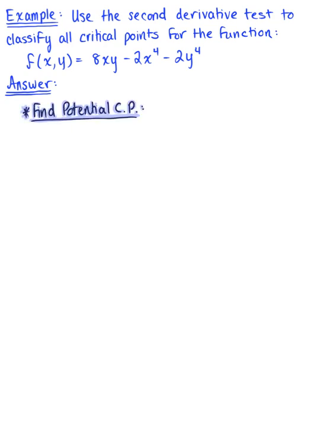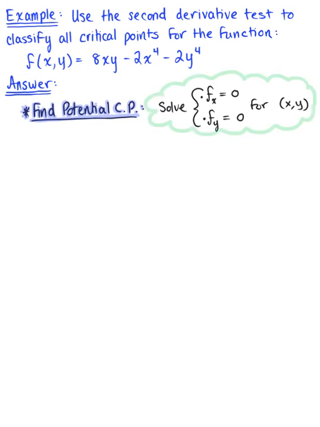Now, to find these potential critical points, we need to solve the system of equations created by setting the first order partial derivative with respect to x equal to 0, and the first order partial derivative with respect to y equal to 0. So we want to solve this system of equations for potential critical points x, y. Let's find the first order partial derivative with respect to x. This is going to leave us with 8y minus 8x cubed.